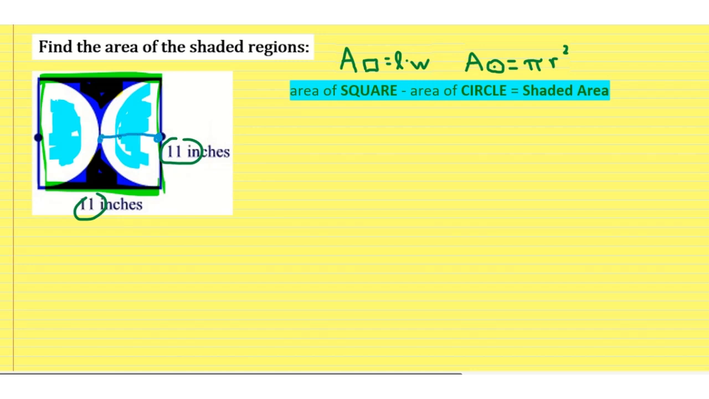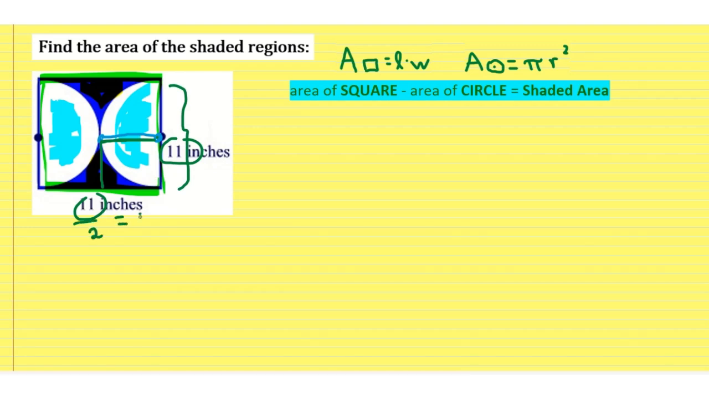Well, that right there, little strip right there, is exactly equal to half of the side of this square. So what is half of 11? Half of 11 is 5.5. So that is going to be the length of my radius here, 5.5. So let's go ahead and plug all those numbers in.